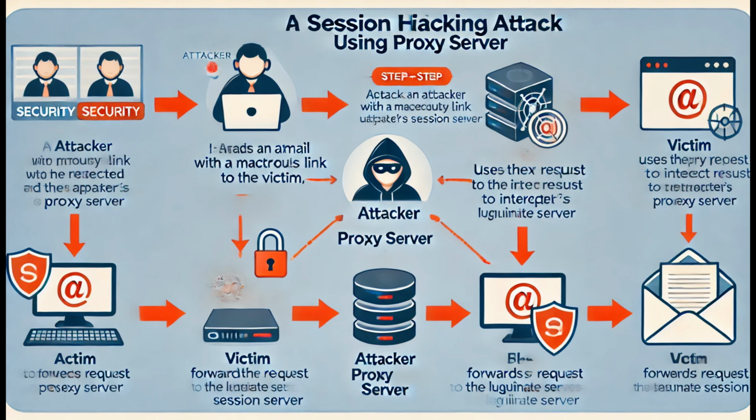The victim clicks on the malicious link, which appears safe, but the link actually leads them to the attacker's server. The attacker, now acting as a proxy, sends the victim's request to the real server on their behalf. As the middleman, the attacker can capture session information from the ongoing communication between the victim and the server. This could include sensitive session IDs, cookies, or other authentication tokens. By doing this, the attacker can hijack the victim's session and use it to impersonate them, gaining unauthorized access to the victim's account or sensitive information. It's a dangerous tactic because the victim doesn't realize their session is being intercepted.